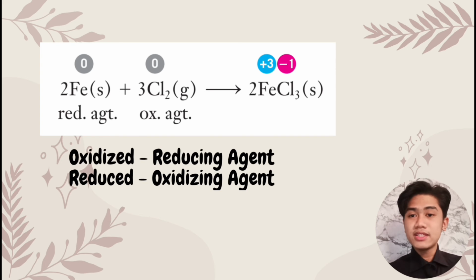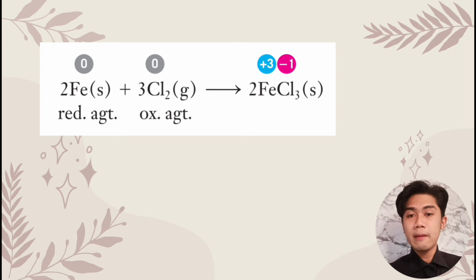The substance oxidized is also known as the reducing agent, and the substance that is reduced is also known as the oxidizing agent. Why is that the case? The reducing agent is the substance that causes the other element to be reduced, so the iron is considered as the reducing agent because it causes chlorine to be reduced.